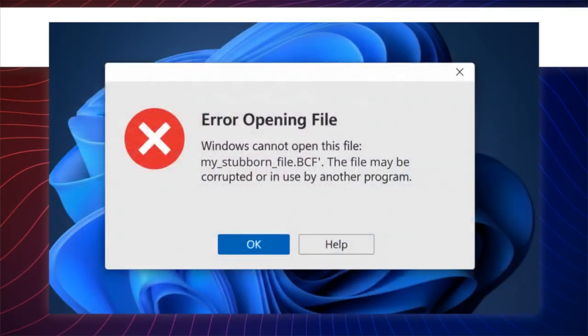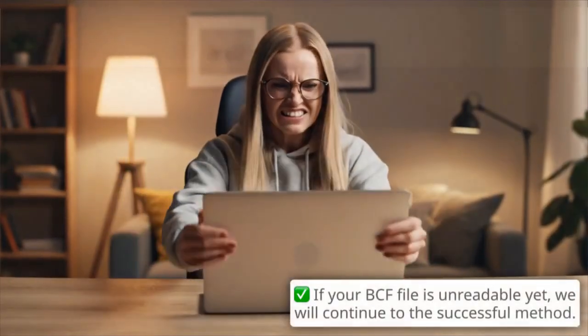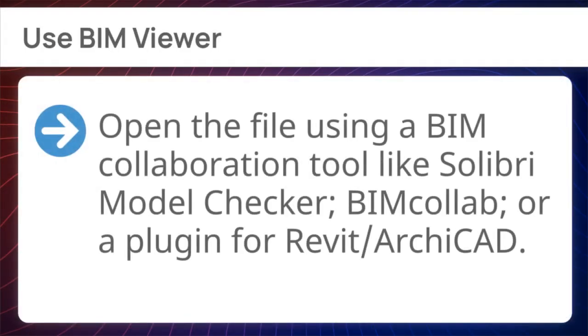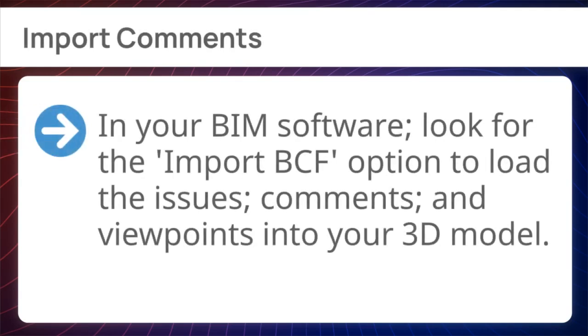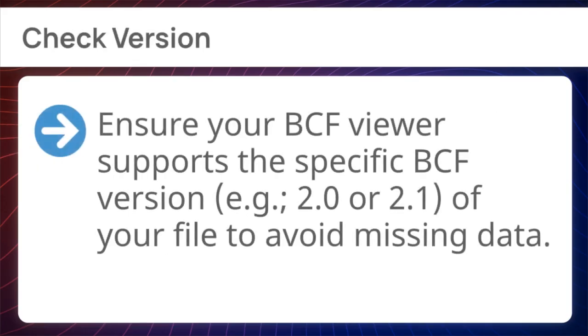If your BCF file is not opening yet, that is normal. It's typically one of 3 basic reasons. Here's a simple breakdown of the common culprits and how to check them. First, use BIM Viewer. Open the file using a BIM collaboration tool like Solibri Model Checker, BIM Collab, or a plugin for Revit Archicad. Next, import comments. In your BIM software, look for the Import BCF option to load the issues, comments, and viewpoints into your 3D model. Finally, check version. Ensure your BCF viewer supports the specific BCF version, e.g. 2.0 or 2.1 of your file, to avoid missing data.